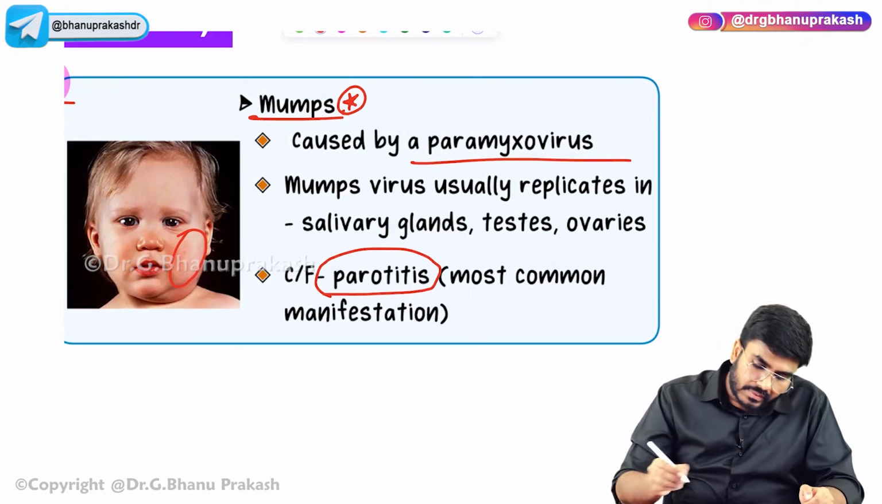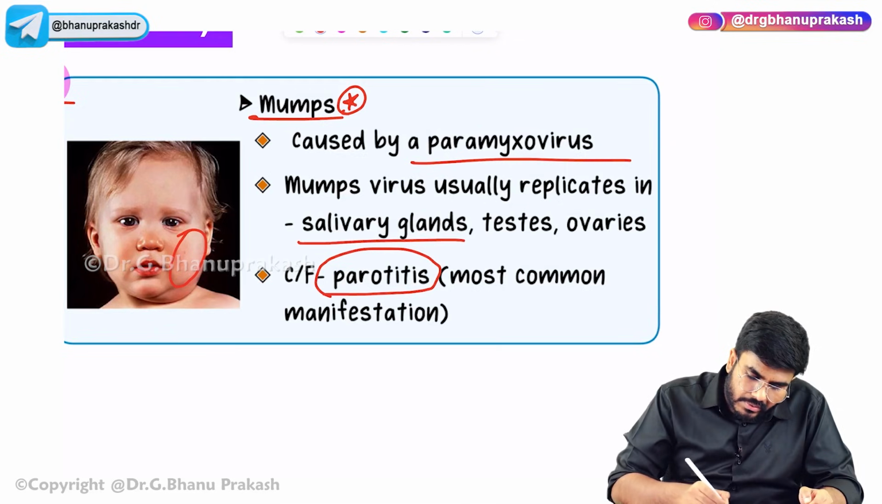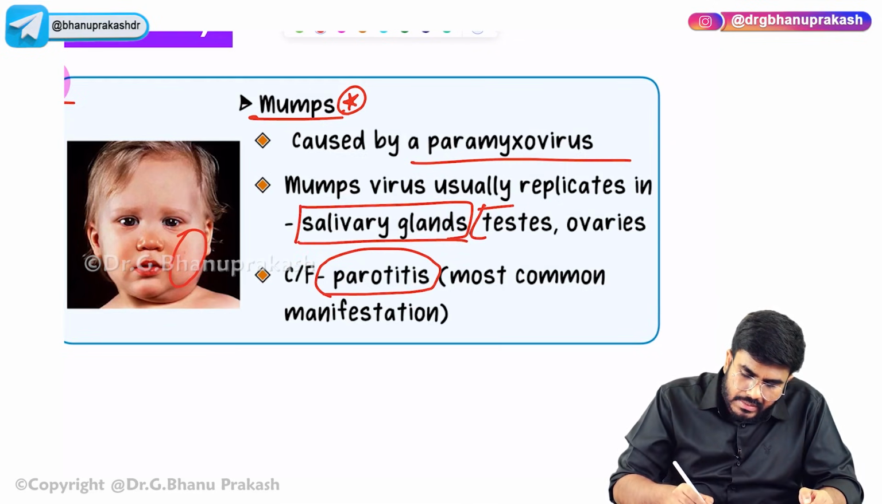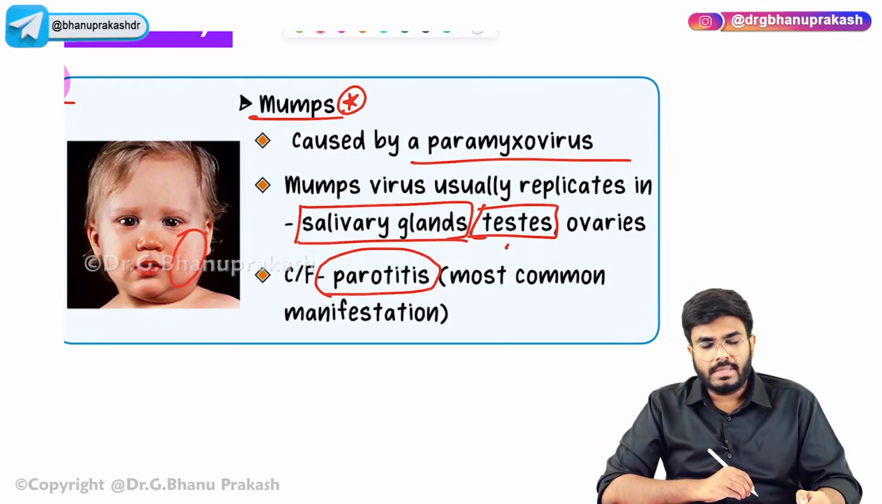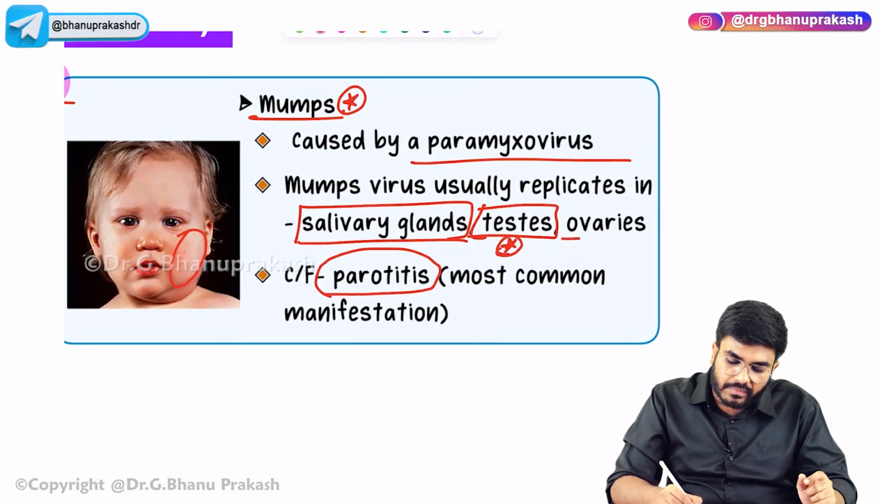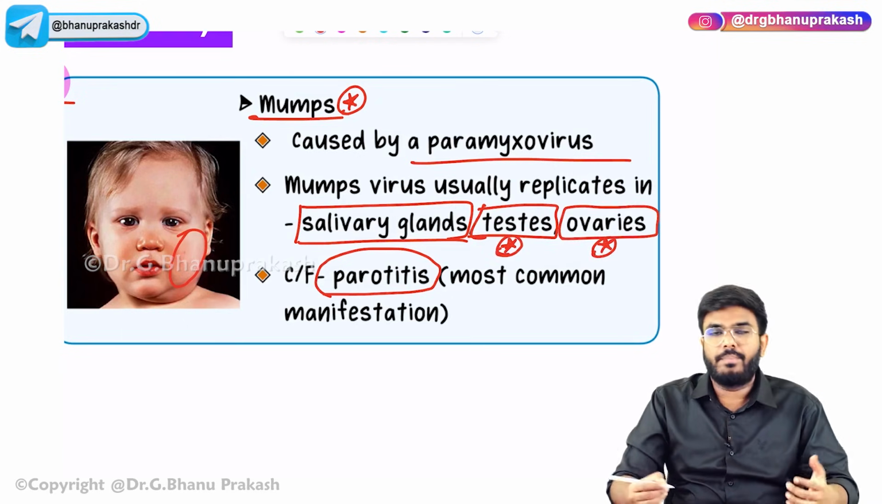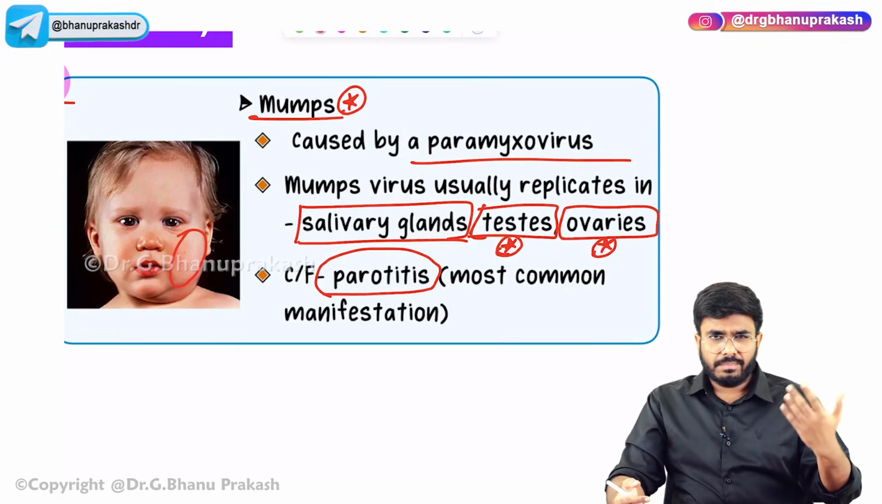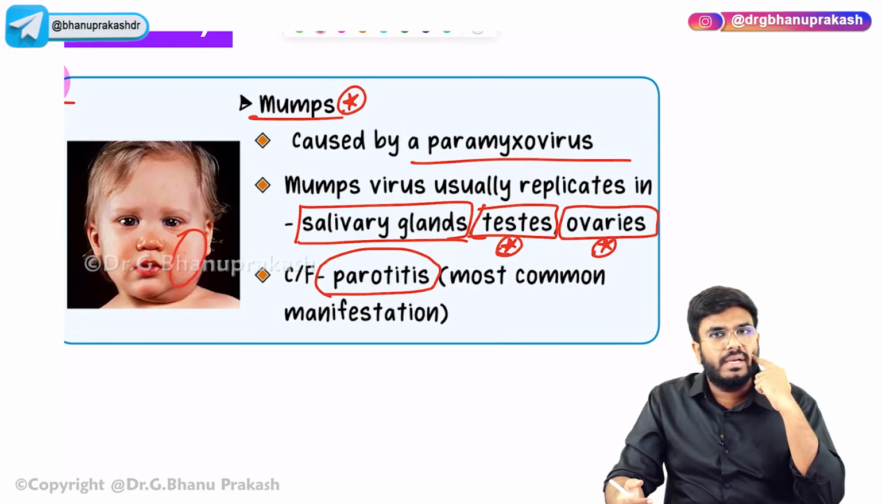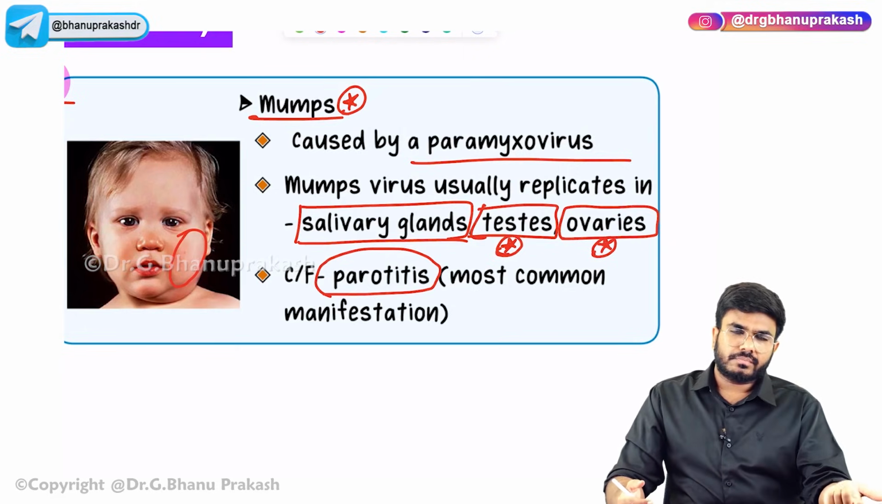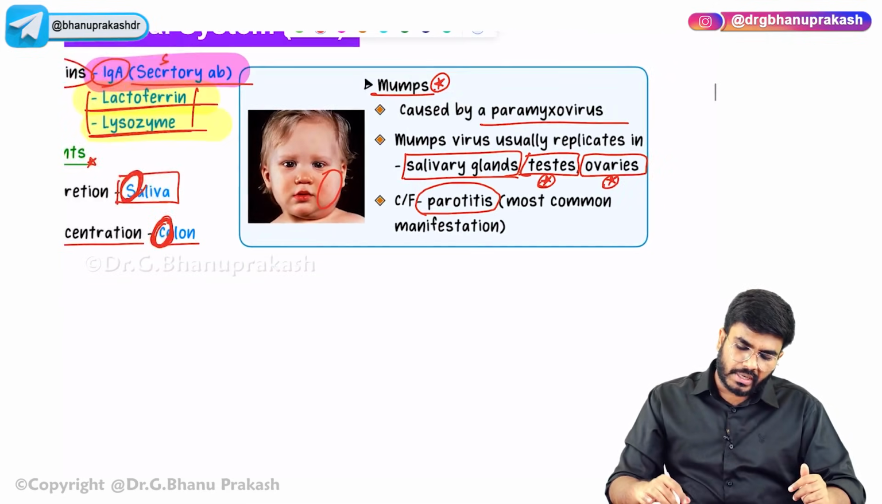Not only that, they also replicate in the gonads. Not only salivary gland, in males these mumps virus will replicate in the testes. In females it replicates in the ovaries. So if it's a male baby, the baby will be having parotitis with orchitis. What else I have to teach you regarding the salivary gland?